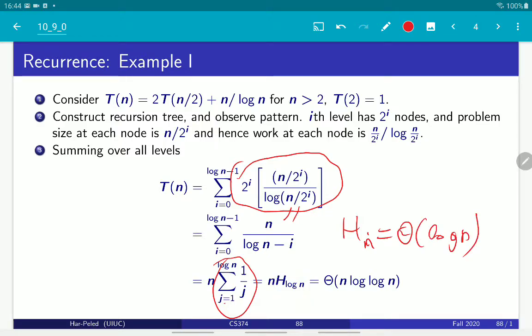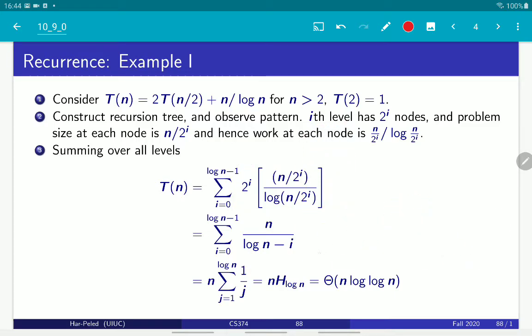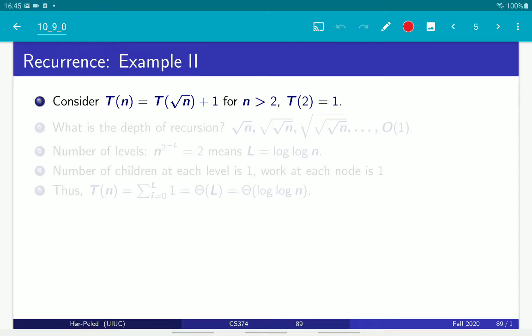So as such, we get that the solution to the recurrence is n times log log n, which is pretty surprising. Because my first guess for the solution of this recurrence would have been linear. So you have to be careful, because sometimes intuition lies.